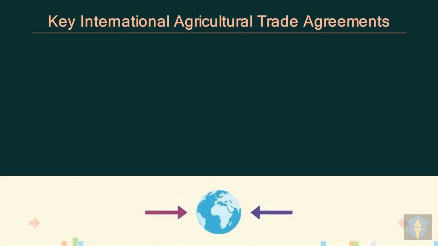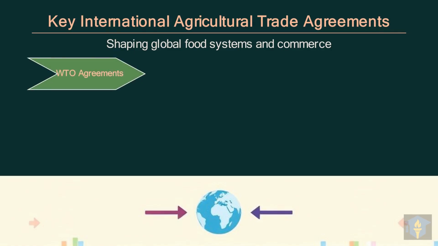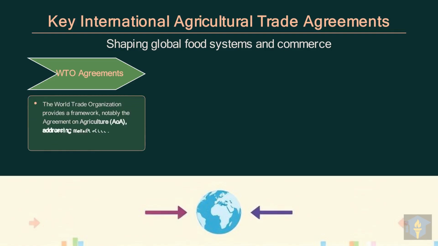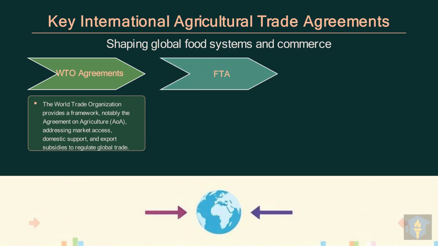Finally, let's examine key international agricultural trade agreements. These agreements shape global food systems and international commerce significantly. First are WTO agreements from the World Trade Organization. The WTO provides a framework, notably the Agreement on Agriculture, which addresses market access, domestic support, and export subsidies to regulate global trade effectively. Next are free trade agreements between countries.